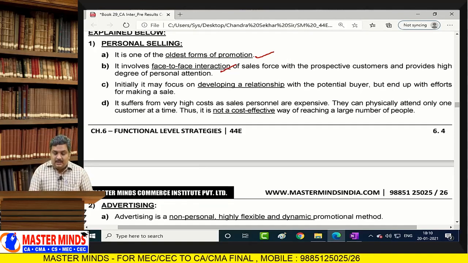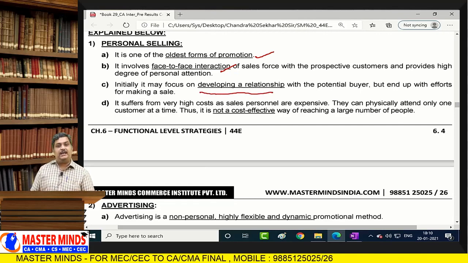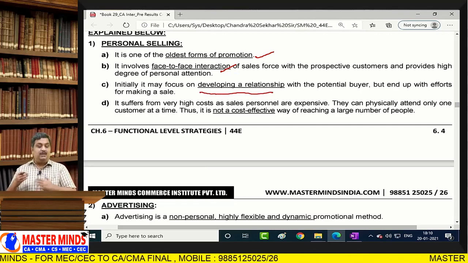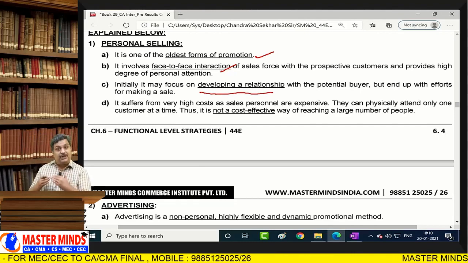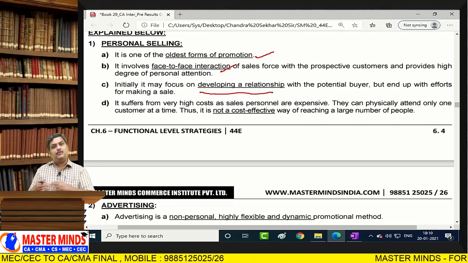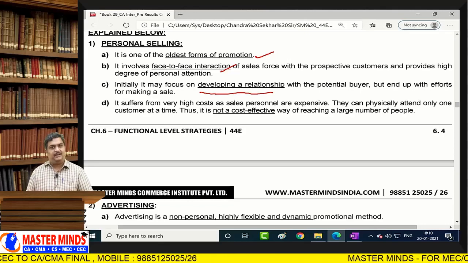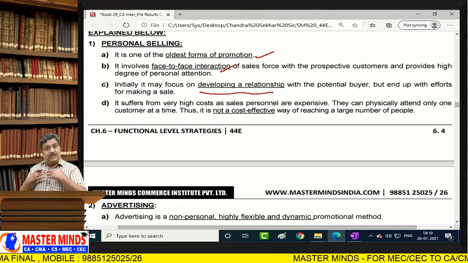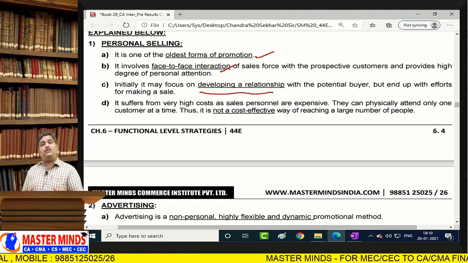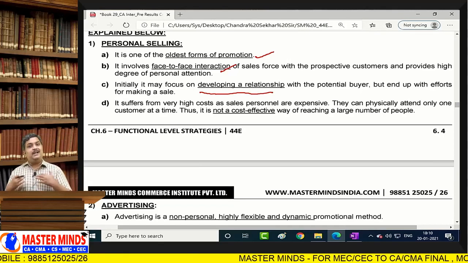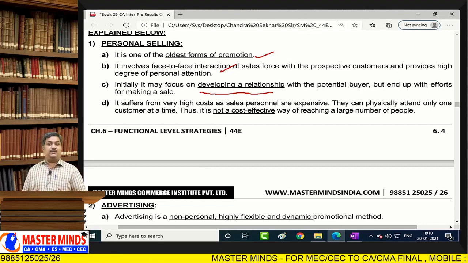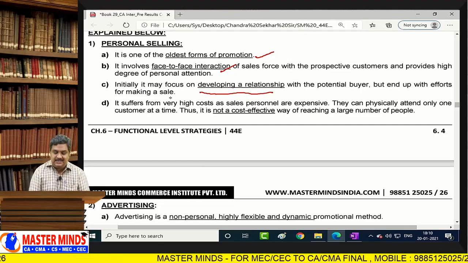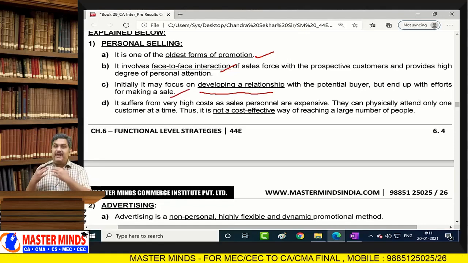And in the case of personal selling, our main focus will be on developing long-term relationships with the prospective customers or the potential buyers. Potential buyer or prospective customer refers to the same thing. Our salespeople will tell about our products and make the customers convinced about our products, and finally we will look forward to closing the sale. Close the sale in the sense of making the sale.